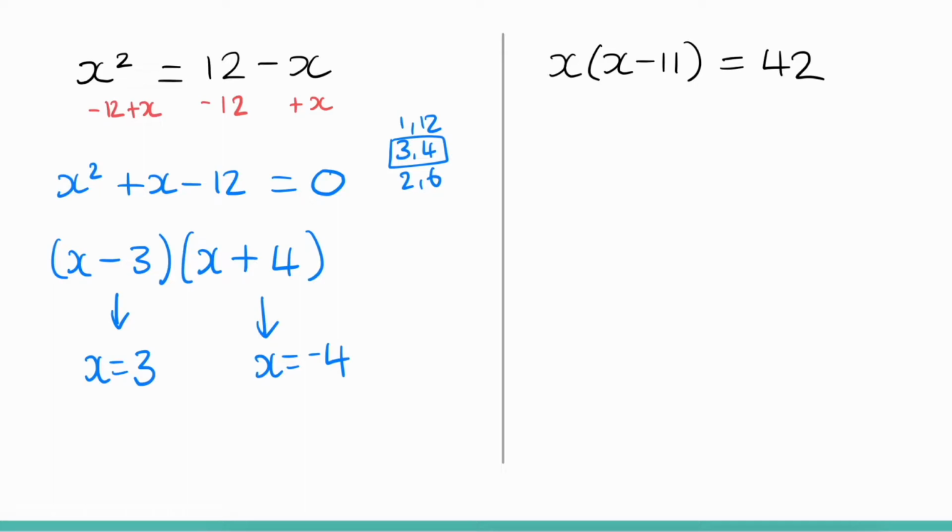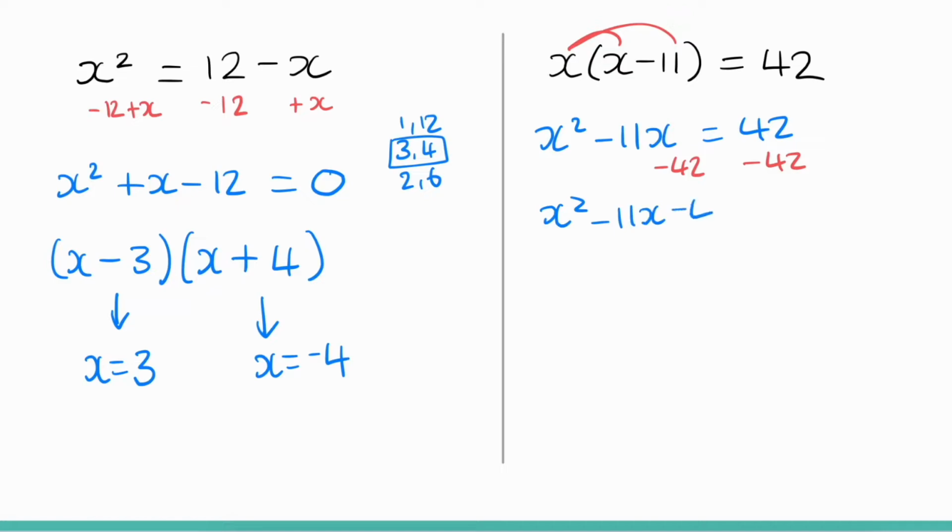So for the second one, again, I need to make them equal to 0. But I also have brackets in them. So I'm going to sort the brackets out first, and then I can have the single terms, which I can pull to one side. So I'm going to multiply this bracket out, and that gives me x squared minus 11x is equal to 42. And now I can subtract the 42 from both sides. So that gives me x squared minus 11x minus 42 is equal to 0. And now I can factorize that.